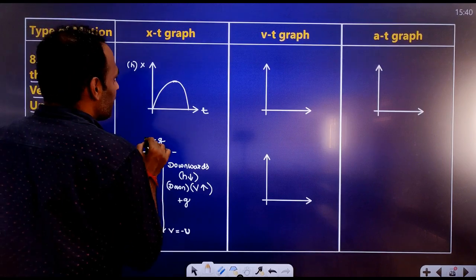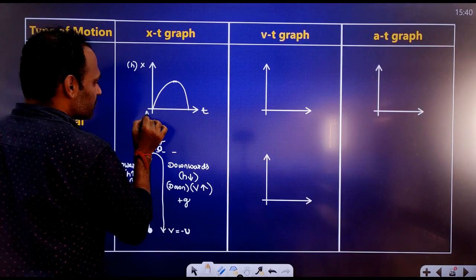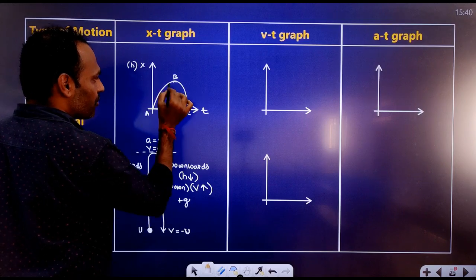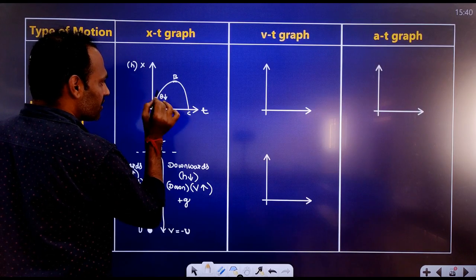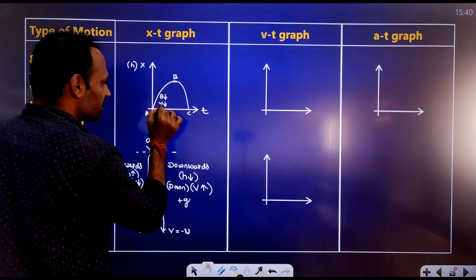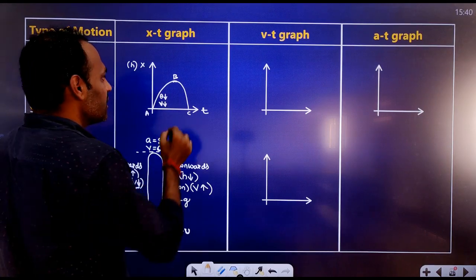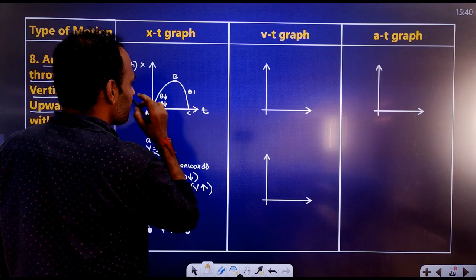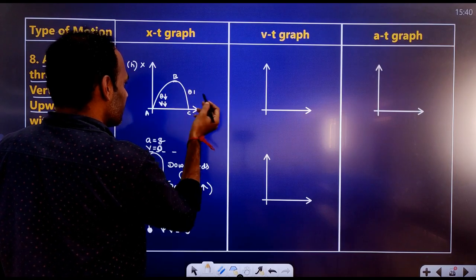See, let me name this part as A, B and C. From A to B, what is happening for theta? Theta is decreasing. If theta is decreasing, velocity is decreasing, and angular velocity is decreasing. Here in part BC, what is happening for theta? Theta will be in the reverse direction.